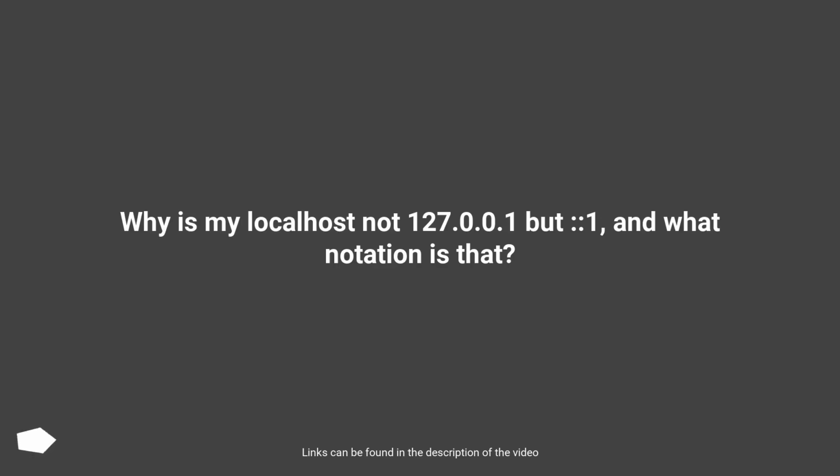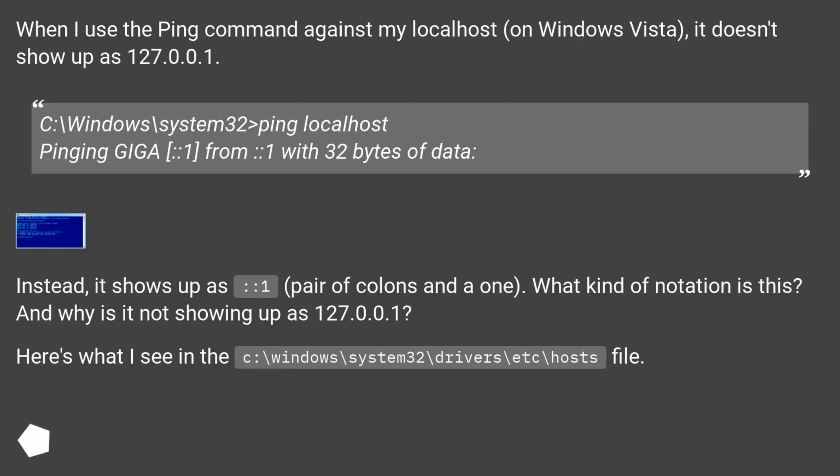Why is my localhost not 127.0.0.1 but ::1, and what notation is that? When I use the ping command against my localhost on Windows Vista, it doesn't show up as 127.0.0.1.